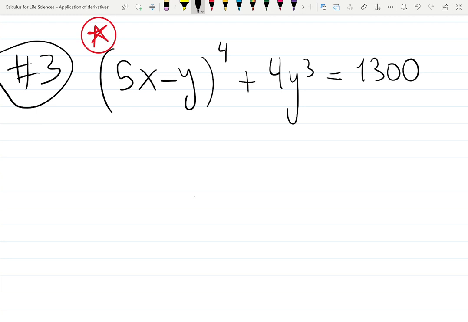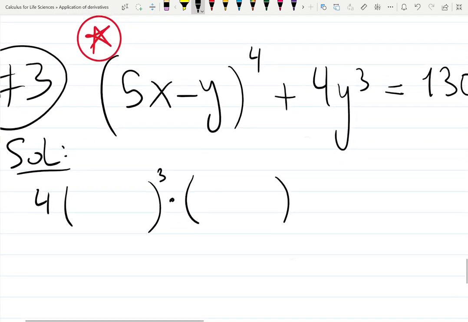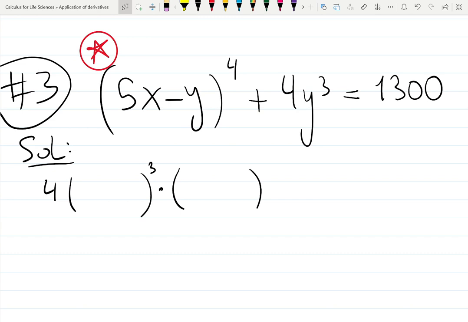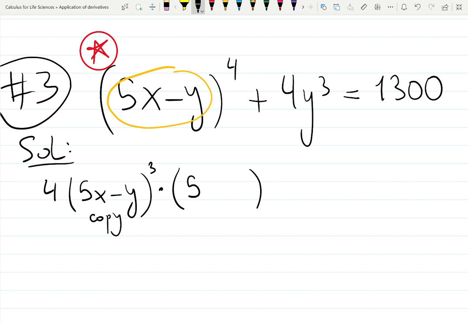Differentiating using chain rule. Chain rule says, so solution. I'm differentiating both sides. 4 goes down, copy, change the exponent, times the derivative of the function inside. Keep repeating this, that helps a lot. So, 4 goes down, copy 5x minus y. Chain rule starts. Now, chain rule says, look inside, there's a function inside, and I see it. It's 5x minus y. What is derivative of 5x? But what is derivative of minus y? You see, amazing. So I already see you can do this example on a test.